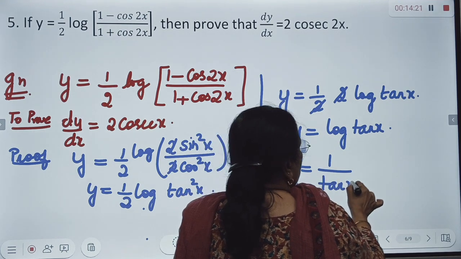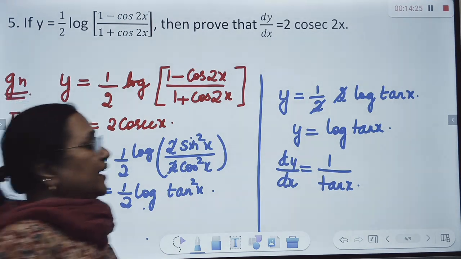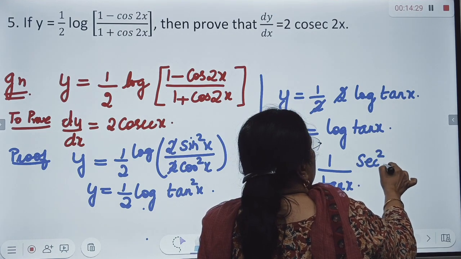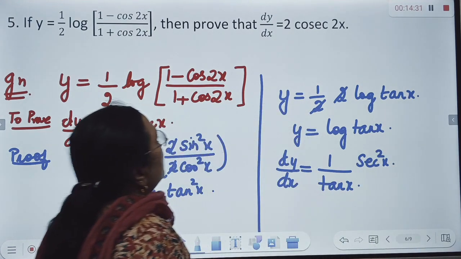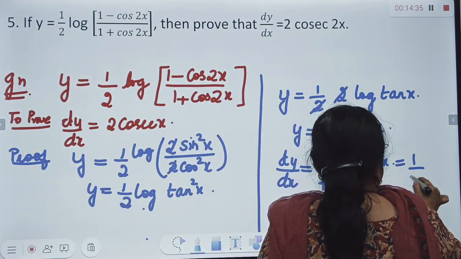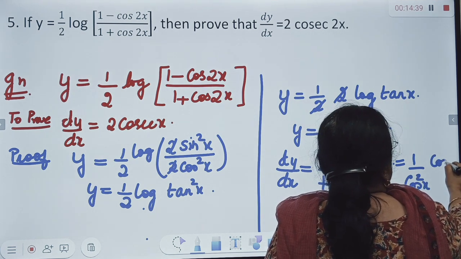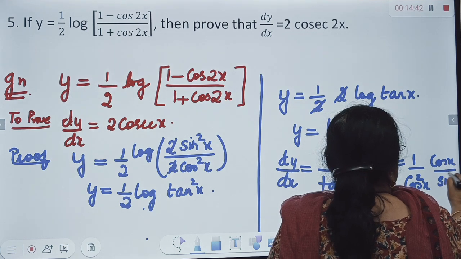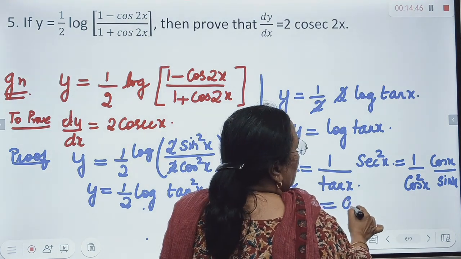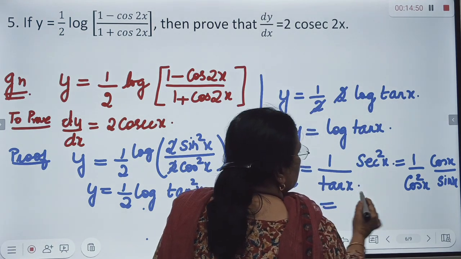Derivative of log x is 1 by x. So derivative of log tan x is 1 by tan x into derivative of tan x, which is secant square x. So you get secant square x by tan x, which is 1 by cos square x, since secant square x is 1 by cos square x. Then you have cot x, which is cos x by sin x. So you will get 1 by sin x cos x.